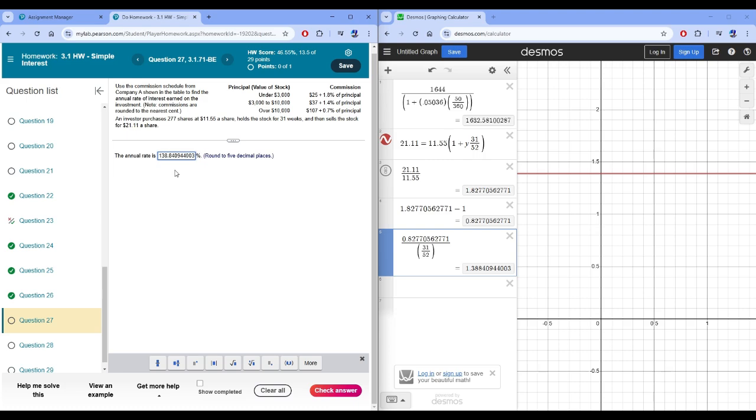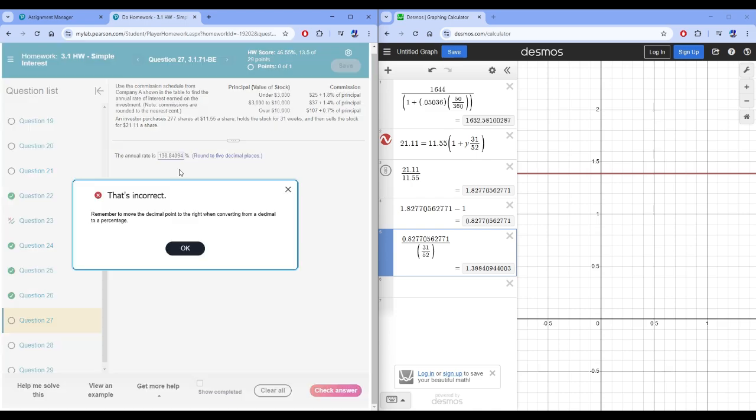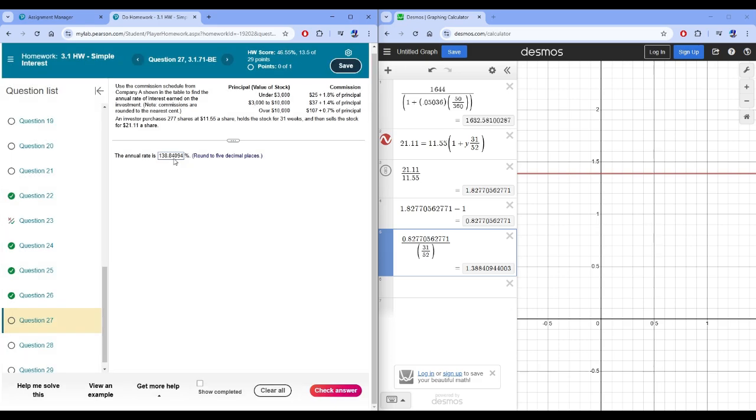Obviously it's 138% because you're making money, so it's going to be greater than 100. So this is 1, 2, 3, 4, 5. Delete everything after it, hit enter. This is right when converting from a decimal to a percentage. 1, 2, 3, 4.